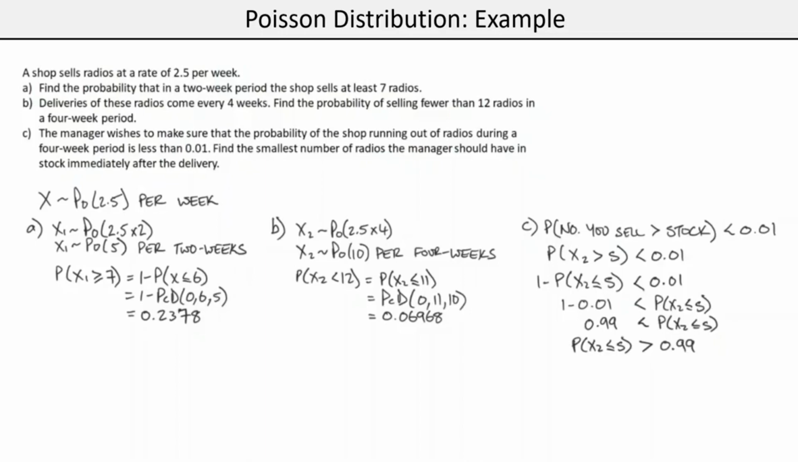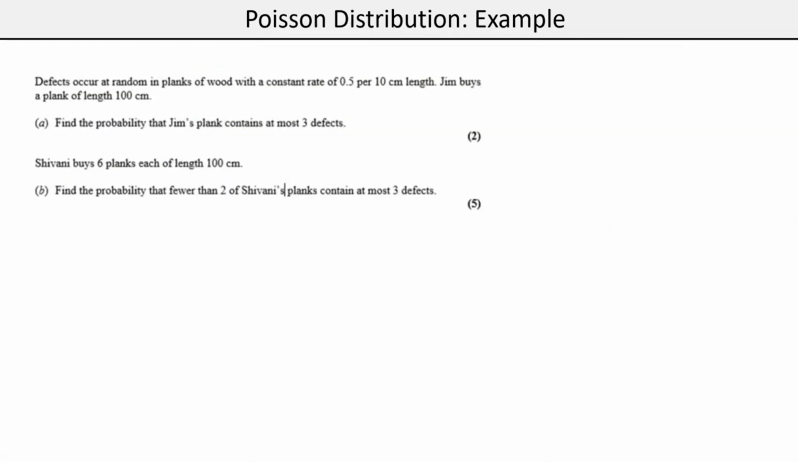Really, from here, we should just be able to use the tables, and we're going to go to the column where lambda equals 10. We're going to go down until we see the probability go above 0.99, and we'll track across to see what value matches. So in that case, s is going to equal 18. You could do trial and improvement on your calculator, but the tables are so much more efficient for a question like this.